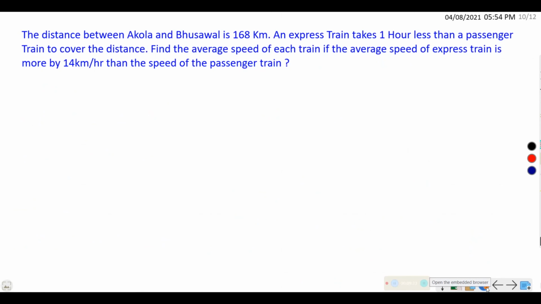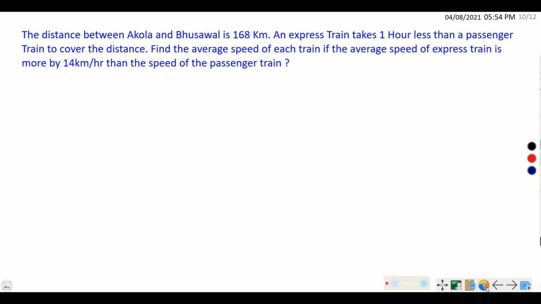Here is another question. The distance between Akola and Bhusawal is 168 km. An express train takes 1 hour less than a passenger train to cover the distance. Find the average speed of each train if the average speed of the express train is more by 14 km per hour than the speed of the passenger train. Pause the video, read the question thoroughly, think about it, then continue with the video.